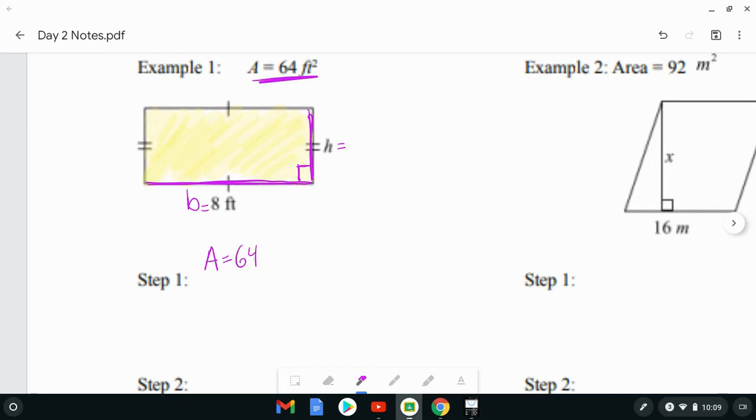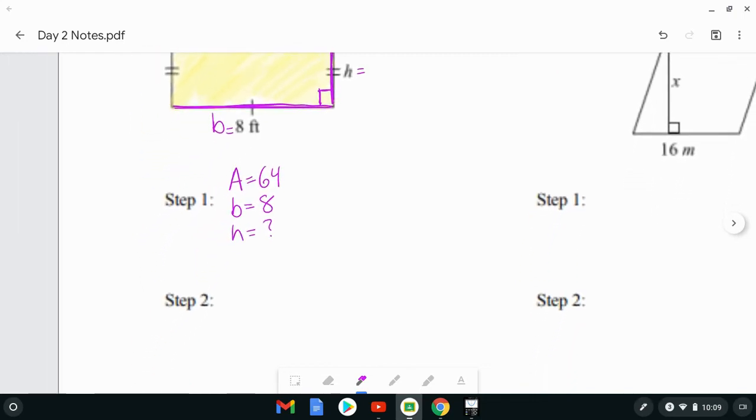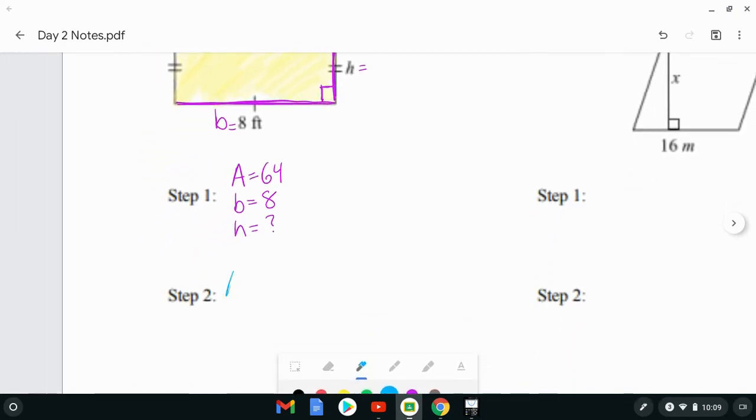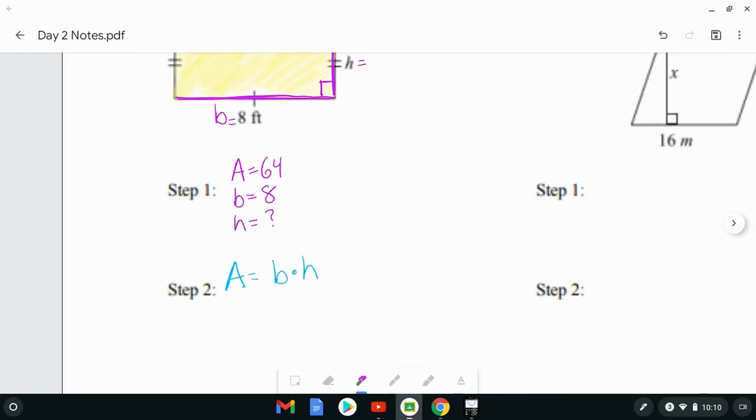We know A is 64. That's our area. The base is going to be 8. And then the height, we don't actually know, right? It's unknown. So for step 2, we're using that formula based on the shape. So again, the area of a rectangle or a parallelogram shape is going to be base times height. And now we just have to plug in what we know. So we know the area is 64. Right, that's coming from up here. We know the base is 8, but what we don't know is the height. So we got to leave that as the unknown variable.